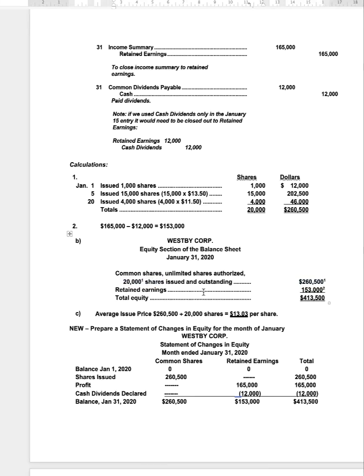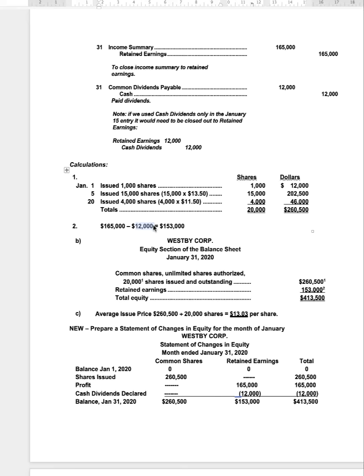The retained earnings now, how do we know that? Well, it's $153,000. How do we know that? Well, don't forget, you credited the retained earnings when you closed out the income summary for $165,000. But don't forget, dividends reduce retained earnings, right? So dividends of $12,000 would reduce that.